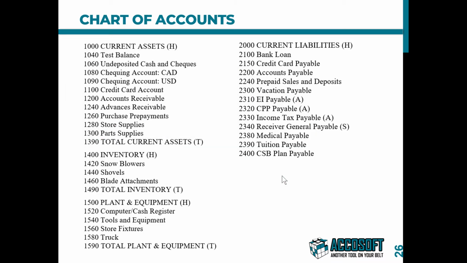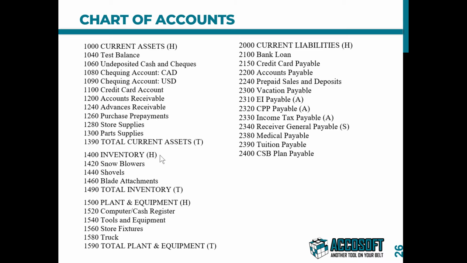The Snow Company has a much more elaborate chart of accounts because there's a lot of information going on. You can see that H is for header, therefore current assets, and you have the entire list of all current assets. Current assets include any type of cash, any type of quick money that you are about to receive, or supplies. Therefore, you have your total, which is total current assets.